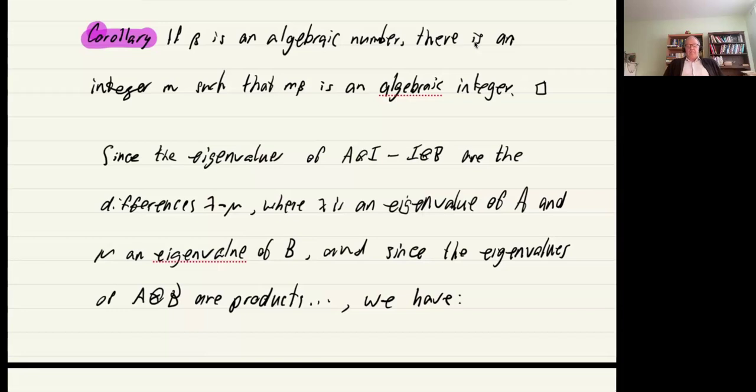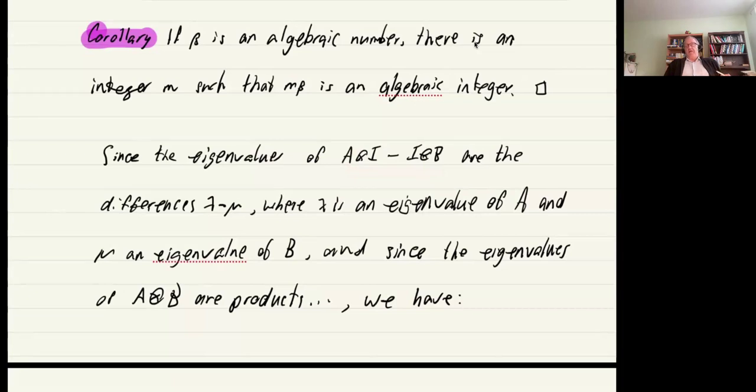Okay. Now, to get the difference, we observe that if we have integer matrices A and B, then this matrix is an integer matrix. And from what we know about Kronecker products, the eigenvalues of this matrix are the differences, eigenvalue of A minus eigenvalue of B. And so that tells you that those differences are algebraic integers. And so the difference of two algebraic integers is an algebraic integer.